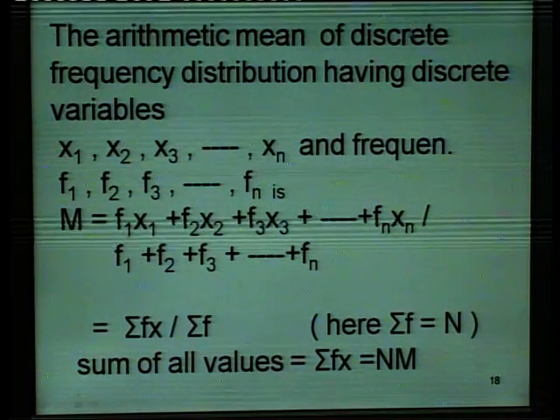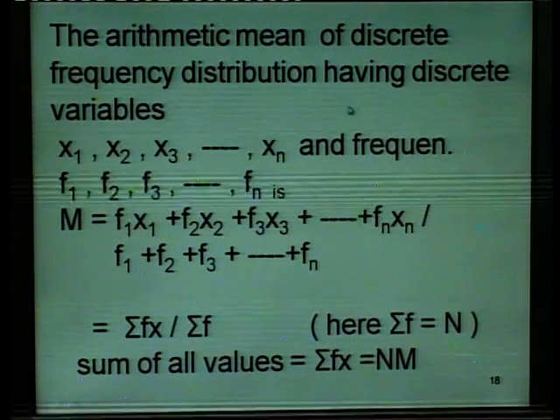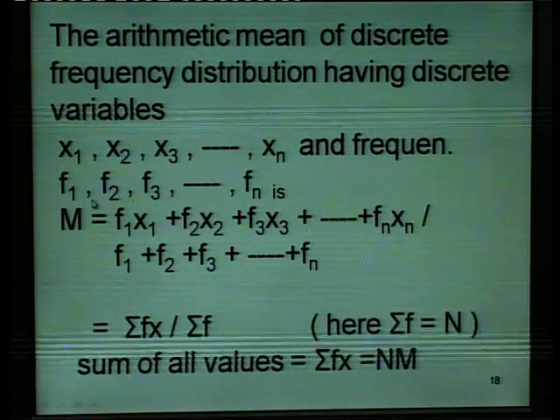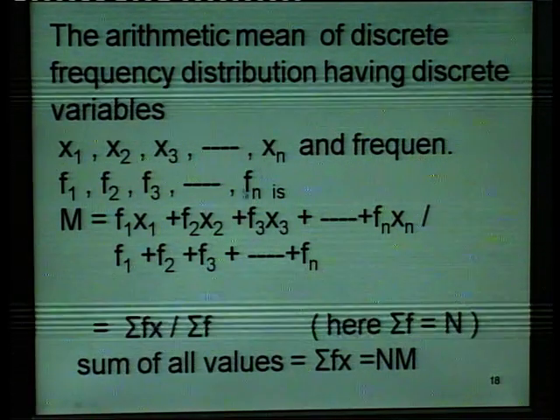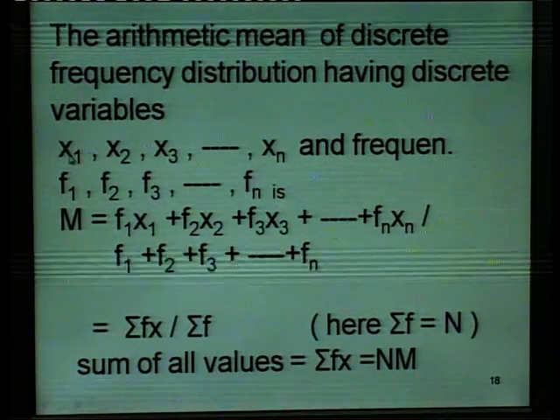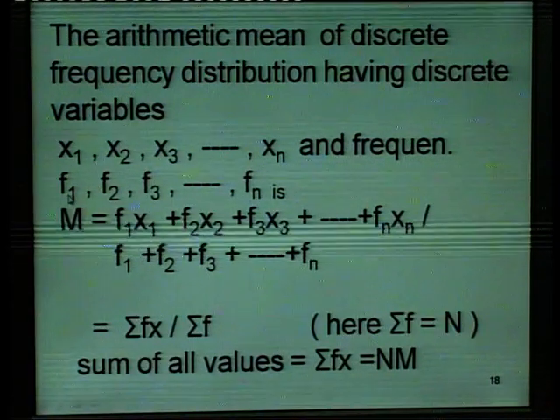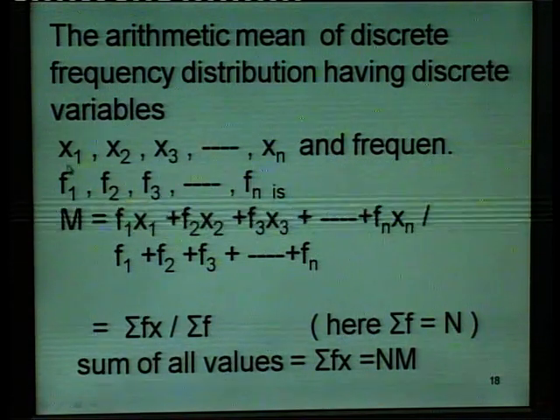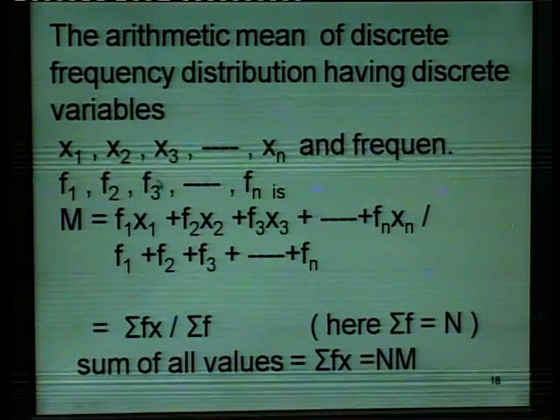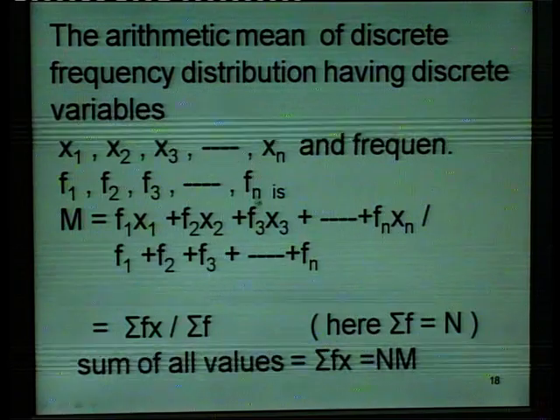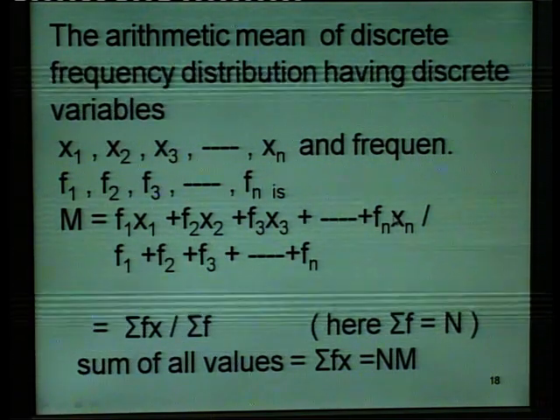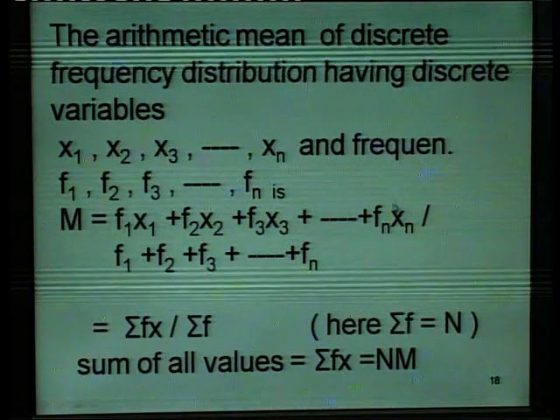Now, to find the arithmetic mean of this discrete frequency distribution, having discrete variables x1, x2, x3, xn and frequencies f1, f2, f3, fn, how do we find the mean? First, multiply each discrete variable with its corresponding frequency: f1 x1 plus f2 x2 plus f3 x3 and so on plus fn xn. First we multiply, then add these values. This is the sum of all observations.